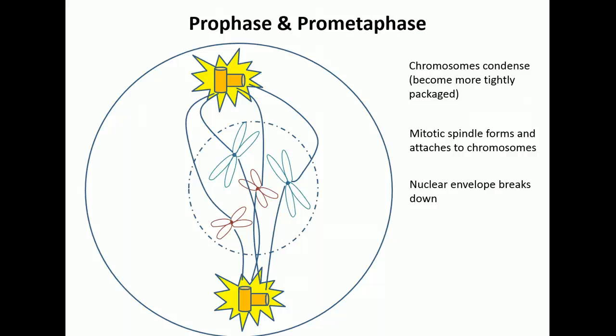So, if we were to look here in prophase and prometaphase, again, we've got our spindle that has formed, and we've stretched out our mitotic spindle fibers, which are microtubules, and those fibers have started to make connections with our chromosomes, which is allowed because the nuclear envelope has broken down. Okay, so that's a summary of prophase and prometaphase.